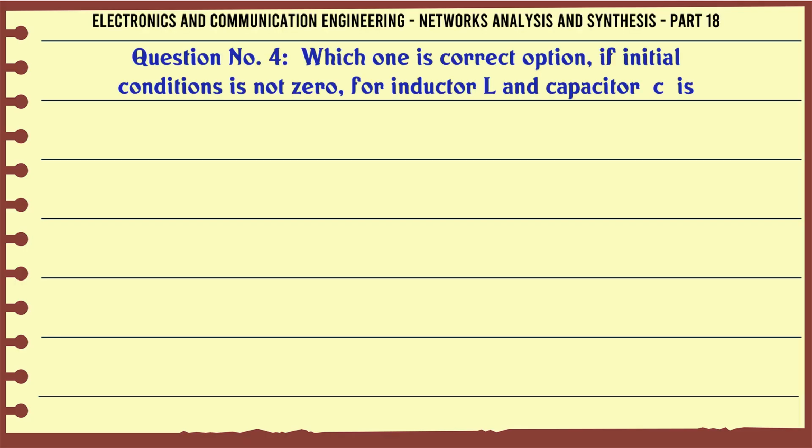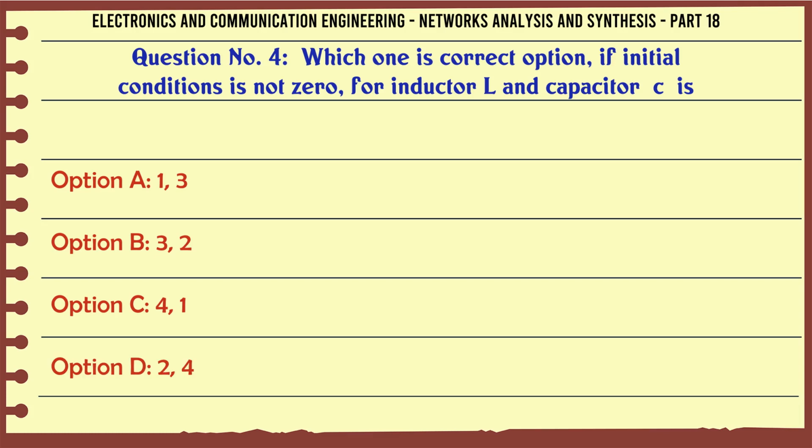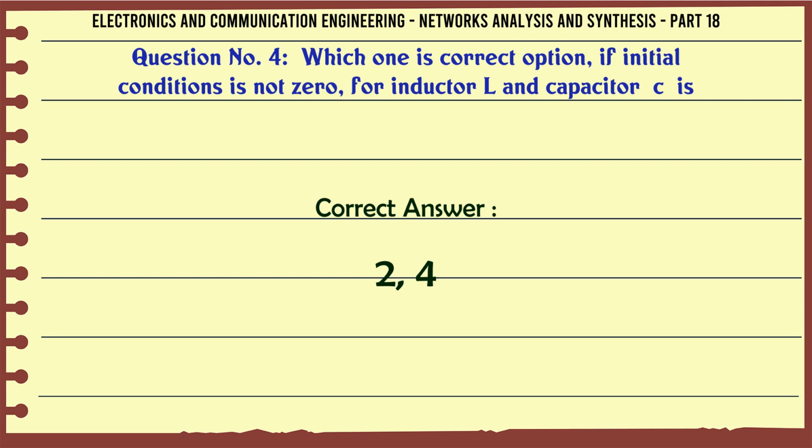Which one is the correct option if initial conditions are not 0 for inductor L and capacitor C? A. 1 3, B. 3 2, C. 4 1, D. 2 4. The correct answer is 2 4.